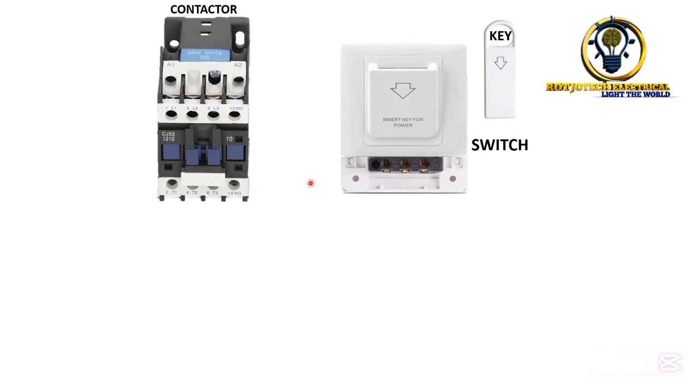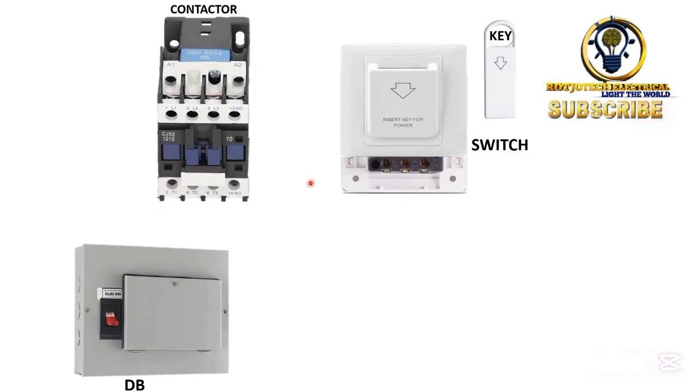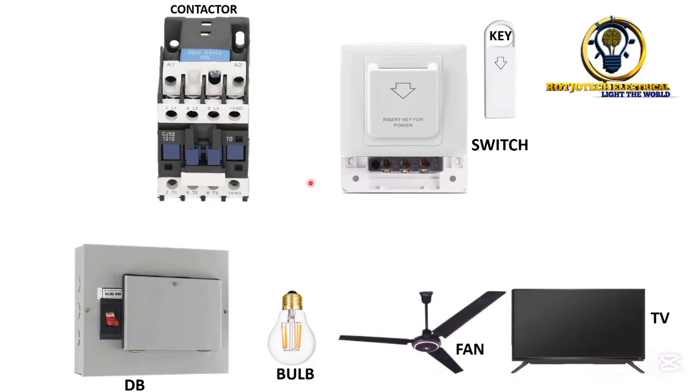Some other things that we are going to see are the DB, distribution board, and then other things that you can find in an apartment: bulb, fan, television, socket, and some other things like that. So let's start the connection.